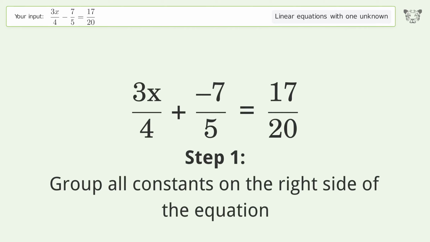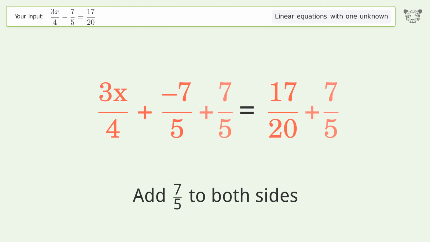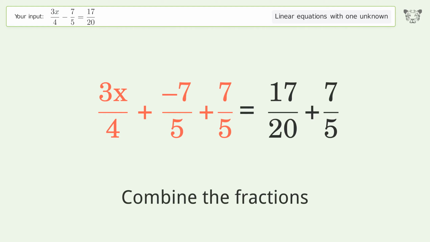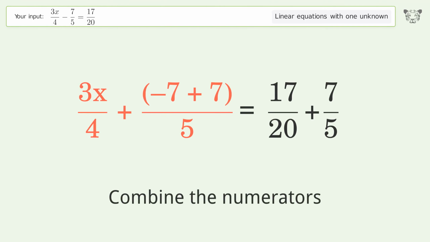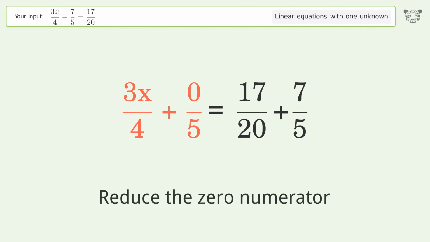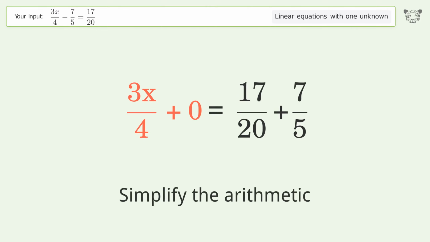Group all constants on the right side of the equation. Add 7/5 to both sides. Combine the fractions. Combine the numerators. Reduce the zero numerator. Simplify the arithmetic.